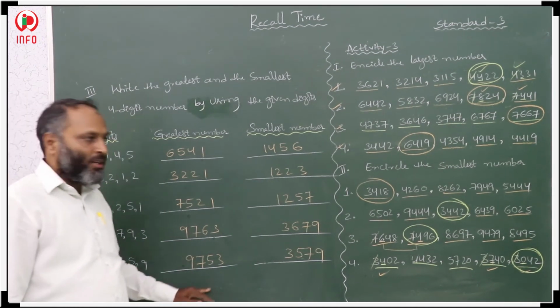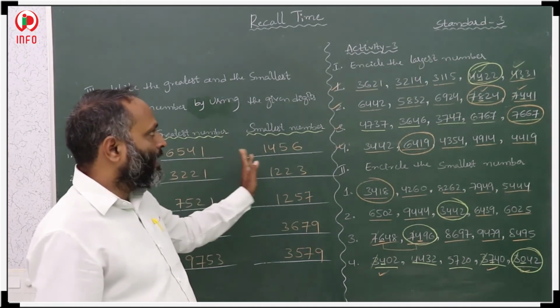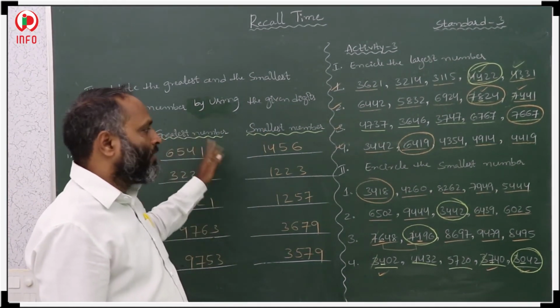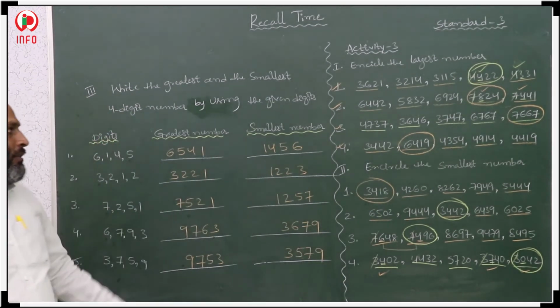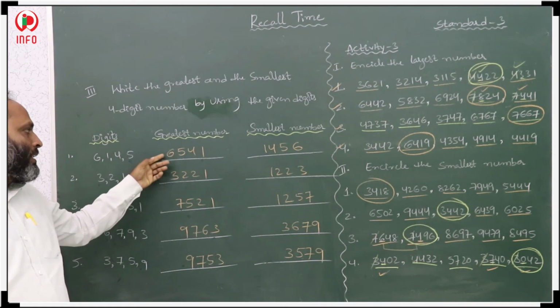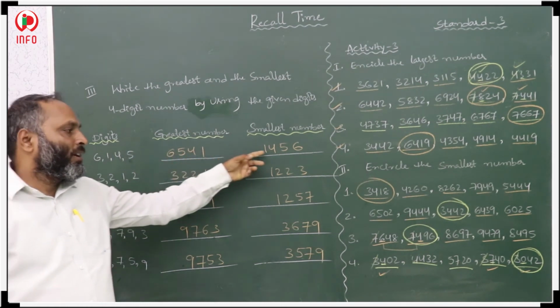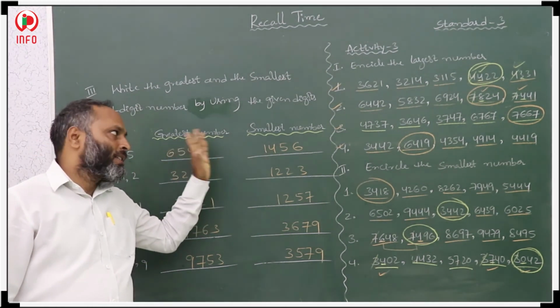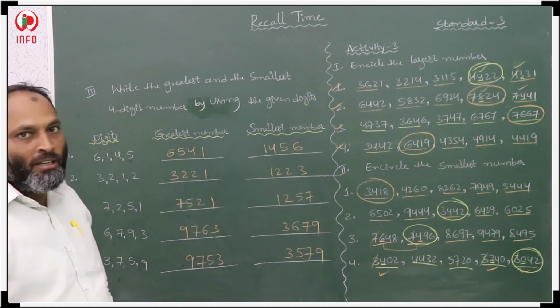So in this chapter, ascending order and descending order: when you have to write descending order, the greatest number comes first; then ascending order is increasing order. Descending order we have to write, and here ascending order we have to write, and say which one is smaller and which one is greater.